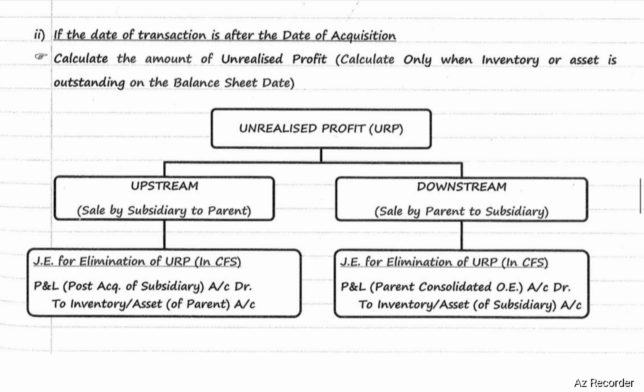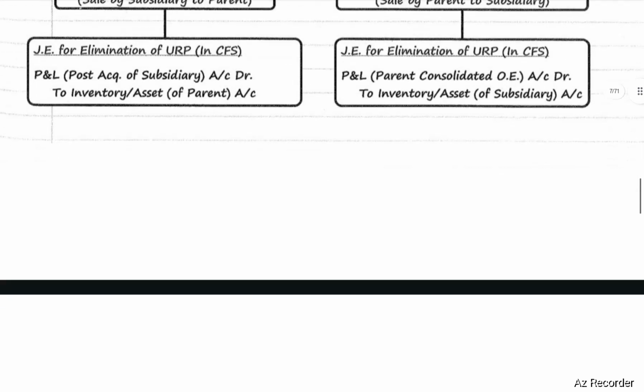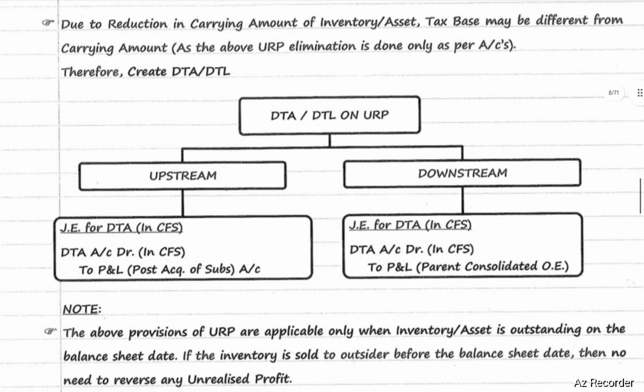Next, due to reduction in carrying amount of inventory or asset, tax base may be different from carrying amount. As the above unrealized profit elimination is done only as per accounts, therefore create DTA or DTL. DTA or DTL on unrealized profit in case of upstream transaction. Journal entry for DTA, deferred tax asset, in CFS is DTA account debit in CFS to P&L account, that is post-acquisition profit of the subsidiary.